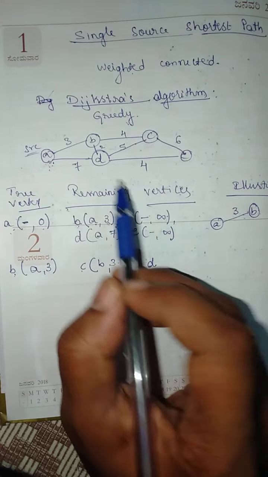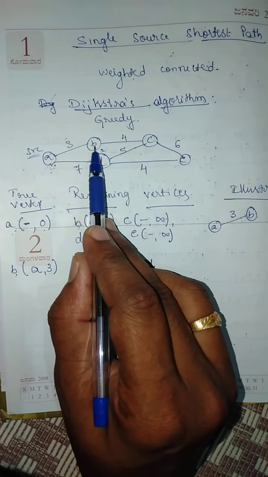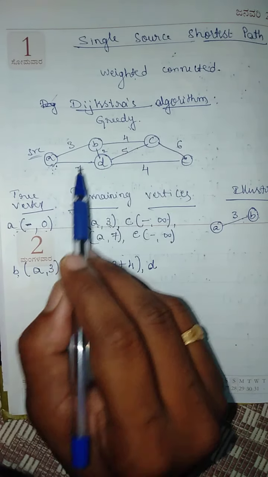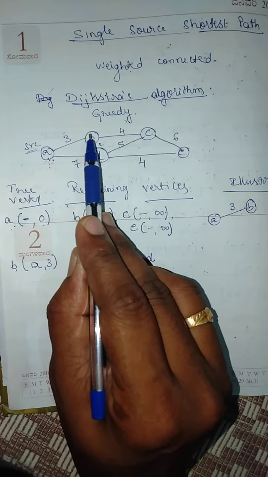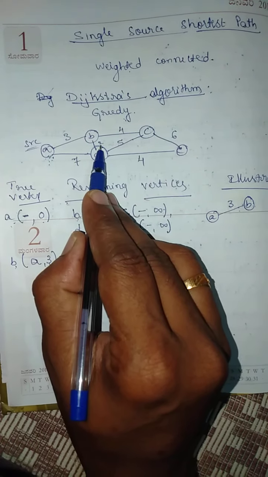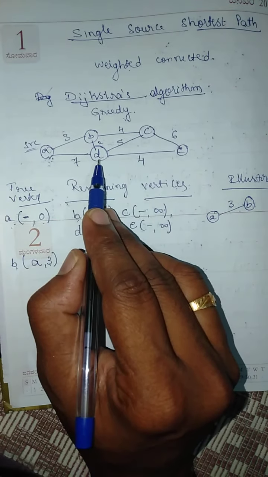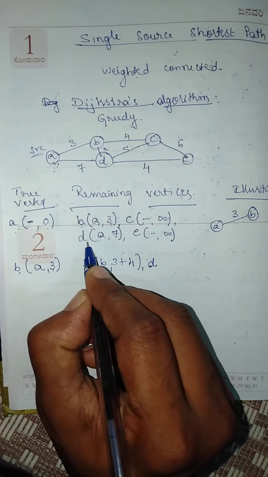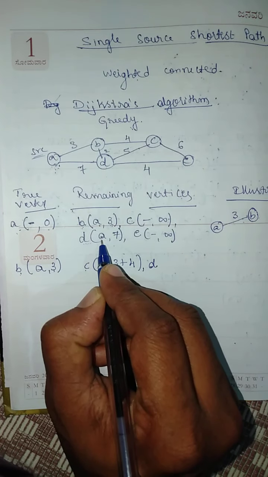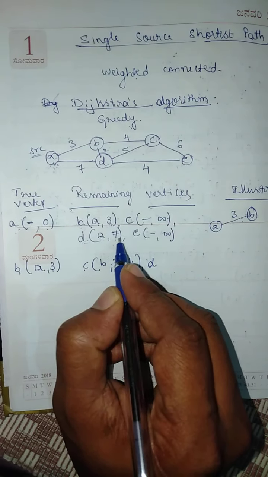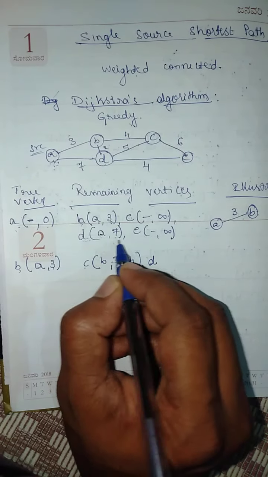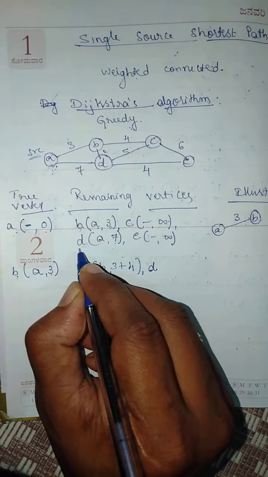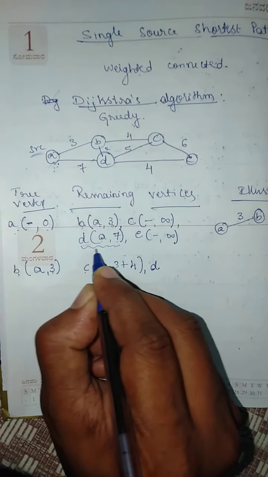Next, D. Consider D. Is there any edge from B to D? Yes, there is an edge. What is the cost? If at all you are reaching D via B, the cost is 3 plus 2, which is equal to 5. Now, what is the previous value? D has a direct edge from A. What is the cost? 7. So which is the shorter value, 5 or 7? It is 5. Therefore you have to update D now.